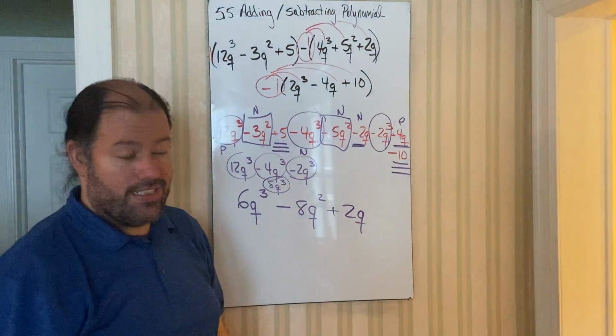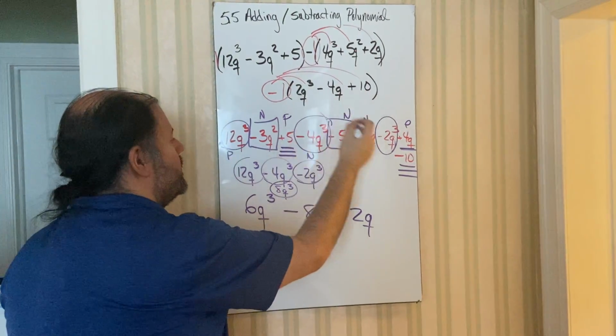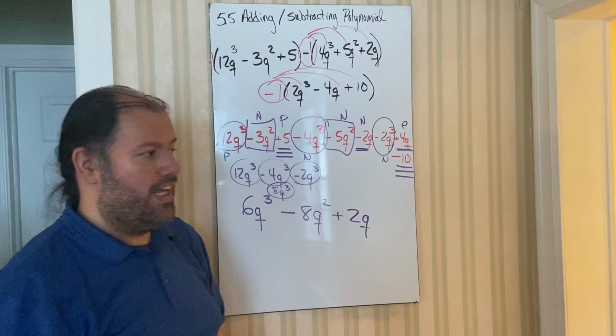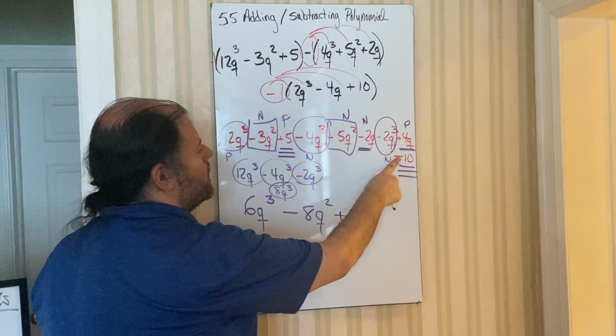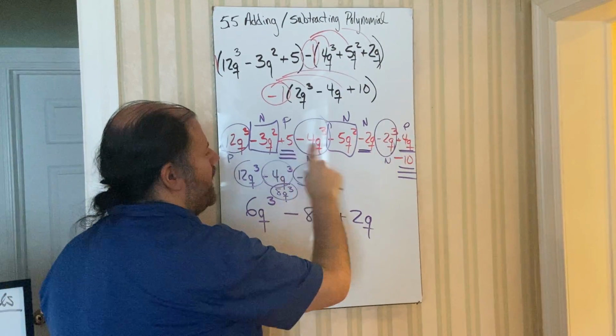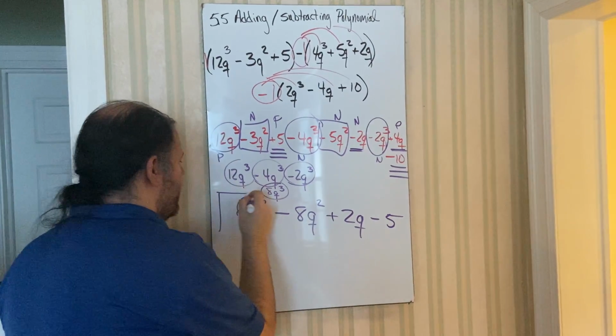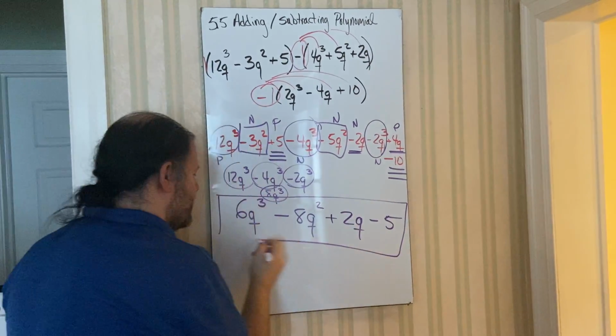Hey, we got two constants. This is a positive, this is a negative. So then when you subtract, because they're different signs, who wins the tug of war? 10 players beat out 5, so you're going to get negative 5. So our final answer is going to be this guy.